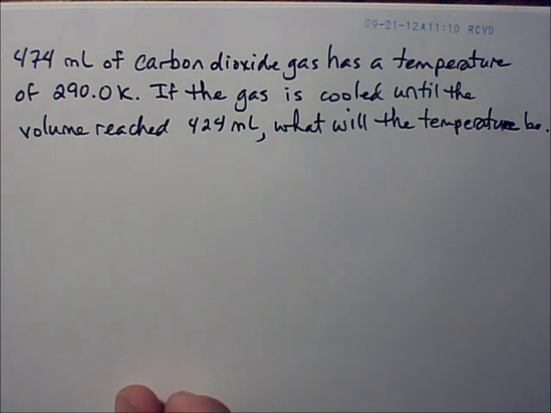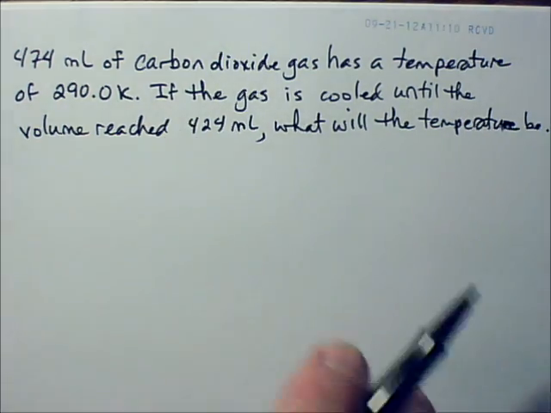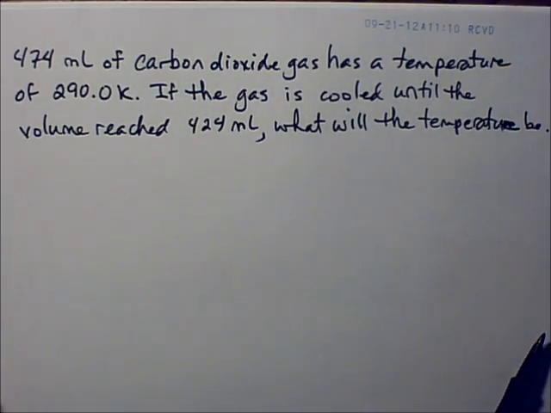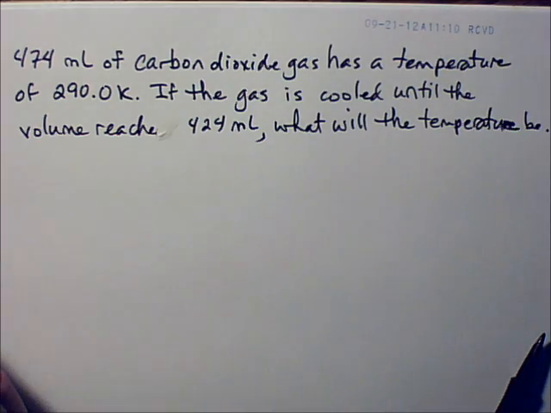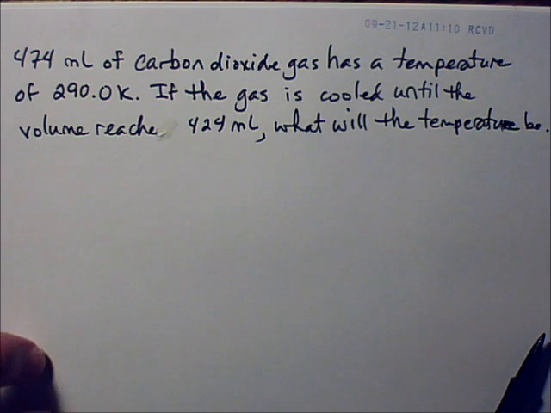474 milliliters of carbon dioxide gas has a temperature of 290.0 K. If the gas is cooled until the volume reaches 424 milliliters, the question is what?